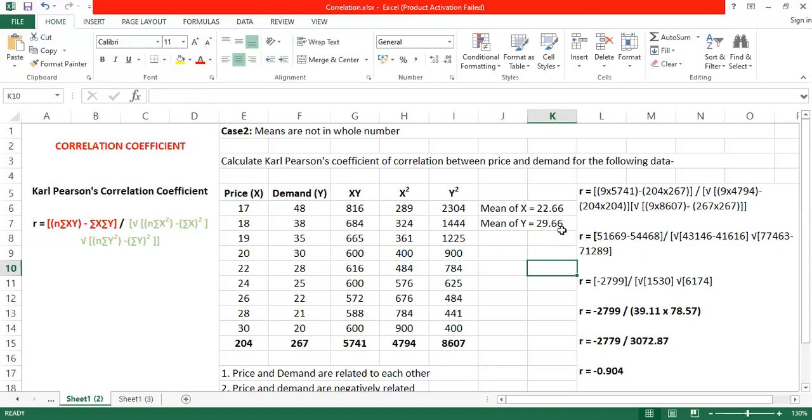Now imagine a situation where you have a mean of 22.66 and 29.66. How problematic this could have been if we would have applied our fundamental formula, because what we used to do, we used to subtract 17 minus 22.66, 18 minus 22.66, right? So calculation could have been much more difficult than this. So that is why if mean appears in whole number, use the fundamental formula. If mean appears in fraction or decimal, then go for this reduced form, right?